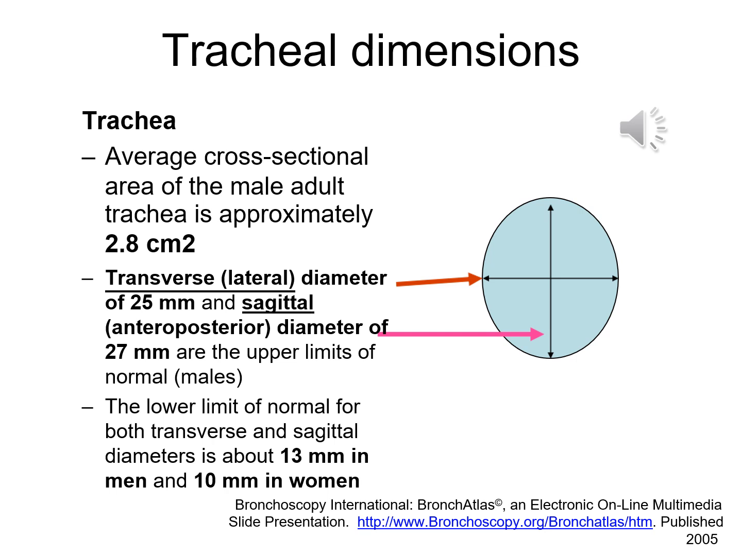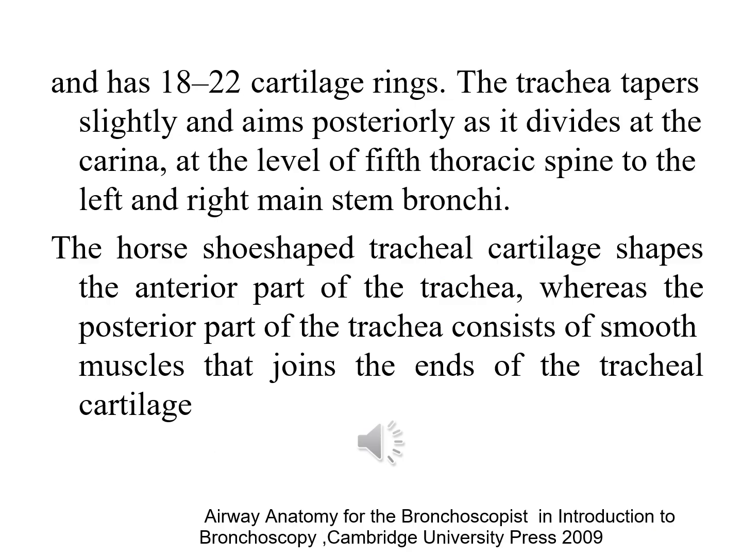Average cross-sectional area of the male adult trachea is approximately 2.8 square centimeters. Transverse, lateral, diameter of 25 mm and sagittal, antero-posterior, diameter of 27 mm are the upper limits of normal, males. The lower limit of normal for both transverse and sagittal diameters is about 13 mm in men and 10 mm in women, and has 18 to 22 cartilage rings. The trachea tapers slightly and aims posteriorly as it divides at the carina, at the level of fifth thoracic spine, to the left and right main stem bronchi.